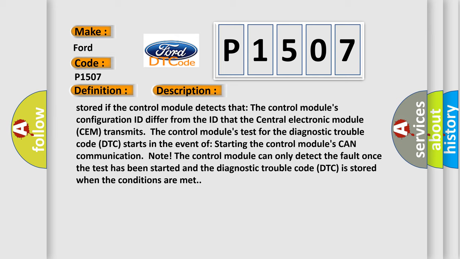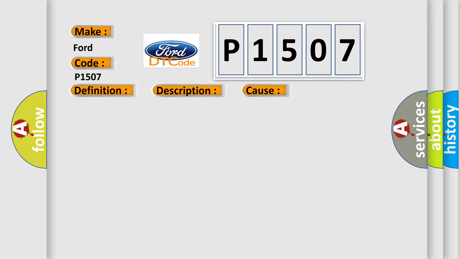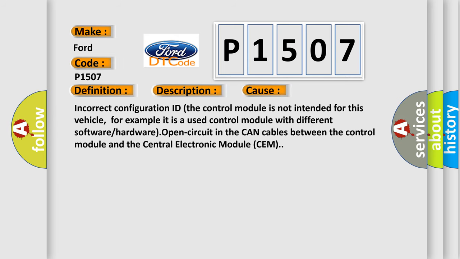This diagnostic error occurs most often in these cases: incorrect configuration ID. The control module is not intended for this vehicle. For example, it is a used control module with different software or hardware. Open circuit in the CAN cables between the control module and the central electronic module SEM.